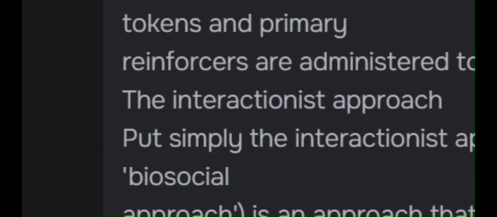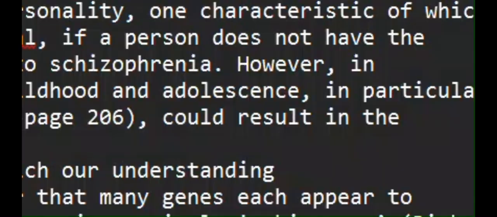The interactionist approach. Put simply, the interactionist approach, also sometimes called the biosocial approach, is an approach that acknowledges that there are biological, psychological, and social factors in the development of schizophrenia. Biological factors include genetic vulnerability and neurochemical and neurological abnormality. Psychological factors include stress, for example, resulting from life events and daily hassles, including social factors such as poor quality interactions in the family.